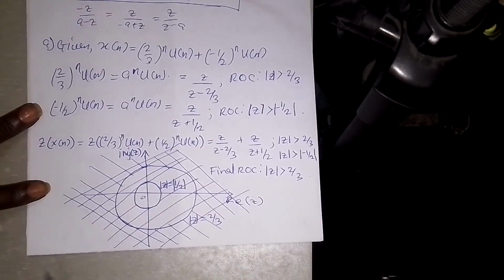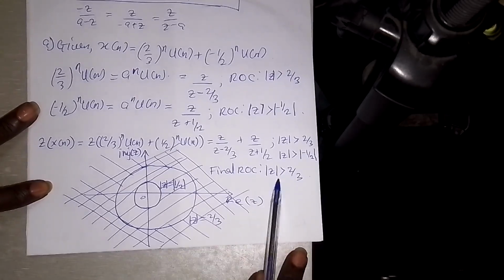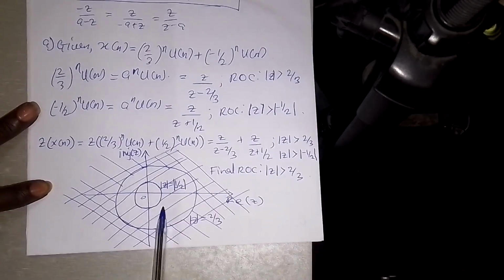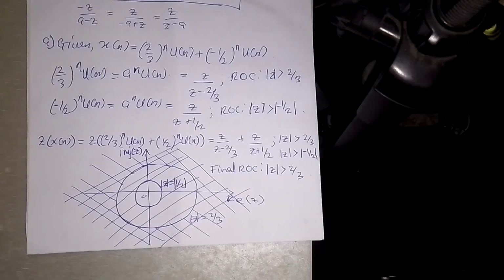That's why I say that my final ROC is greater than 2 over 3, because you can see that it is not intersecting here. They are rather intersecting here. So that is why it's 2 over 3. So that is for the A. Now let's go to the B.